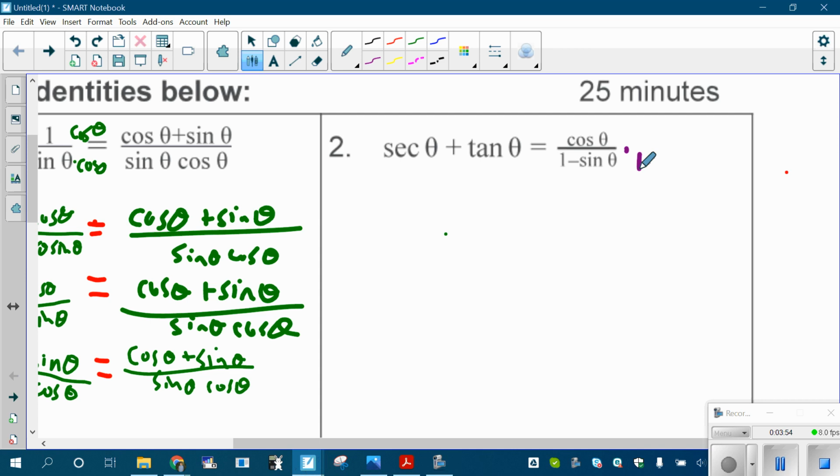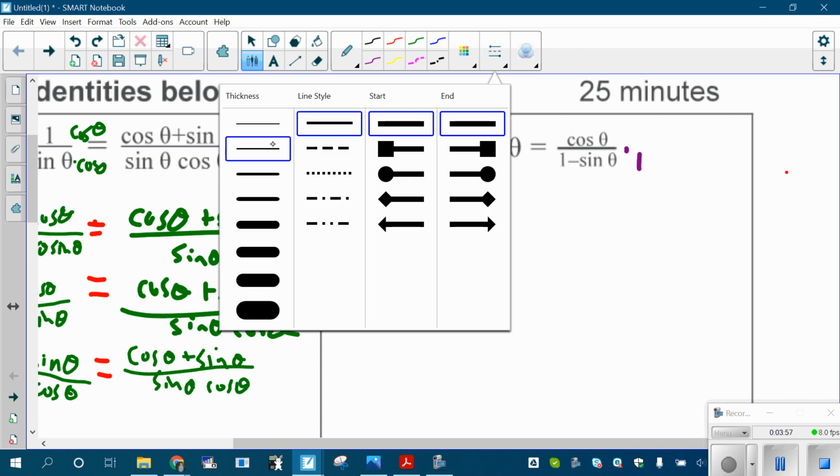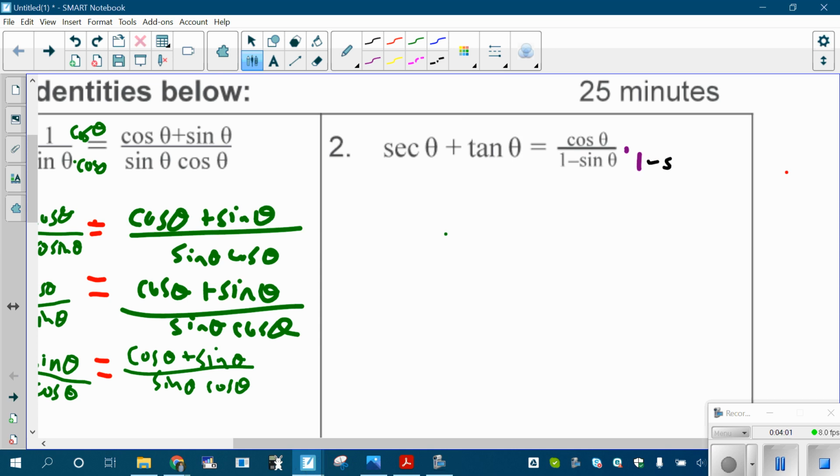So I'm going to multiply by 1 plus sine of theta on the bottom. That's the conjugate of the bottom. On the top, I'm going to multiply by the same thing. If I multiply a fraction's denominator by something, I have to multiply the fraction's numerator by the same thing.